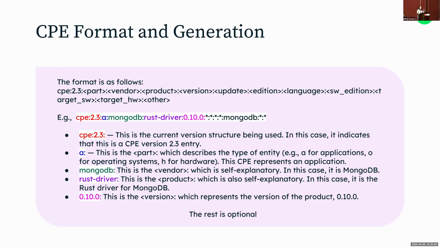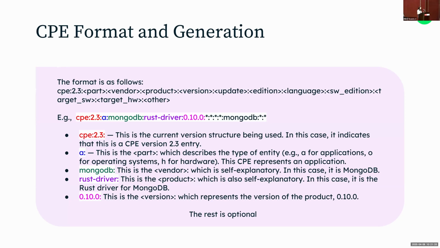So far in this CPE, we've specified we're using the 2.3 version of the CPE specification. The product is the Rust driver version 0.10.0 developed by MongoDB. Now, the rest of the components are optional. So things like update, edition, language, they allow flexibility and specificity if and when needed. But in our example, they're represented by wildcards, and they serve as placeholders for unspecified values.